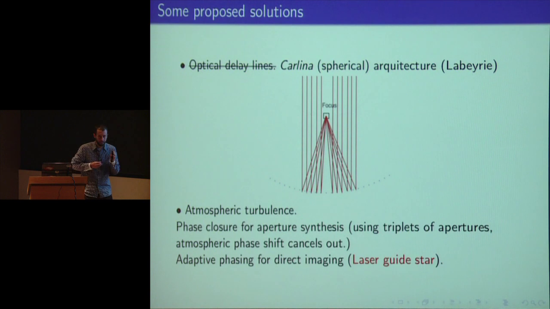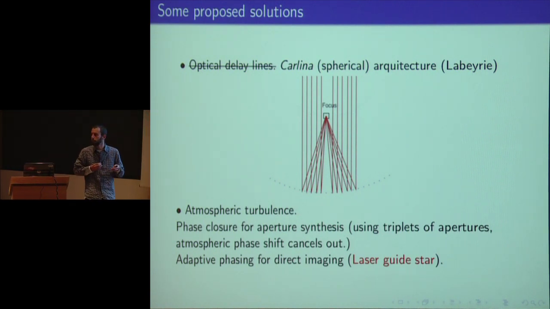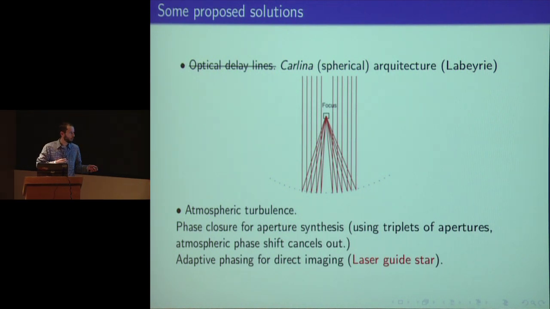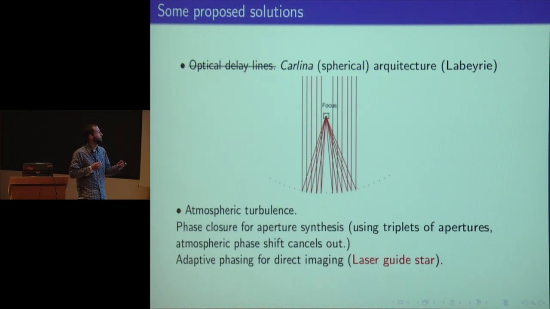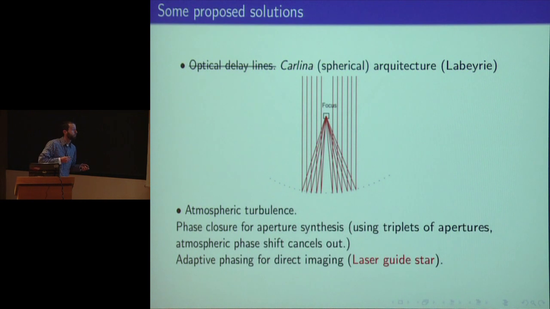Intensity interferometrists have devised several techniques to deal with atmospheric turbulence. One of them, which I don't have time to talk about, but I'll just mention, is the phase closure technique for aperture synthesis. This consists of combining light from 3 apertures, and you can show that the atmospheric phase shifts cancel out. What I'll talk about a little bit is the modified laser guide star for diluted apertures. Diluted meaning you don't have a continuous monolithic aperture, but several small sub-apertures.